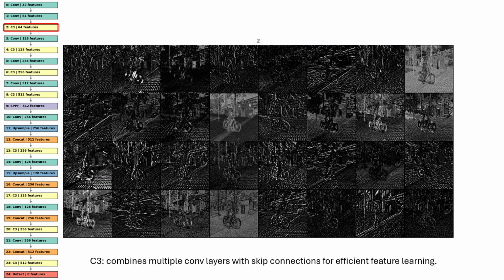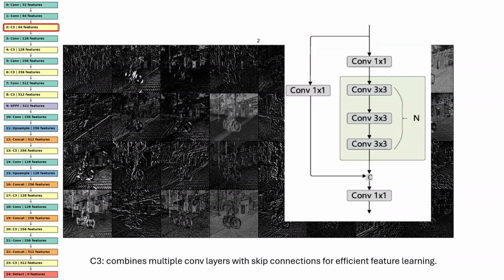And the C3 is actually combining multiple convolution filters. I'll show a small diagram like here. It's combining multiple convolution filters, and it's also throwing away some information with skip connections. No, that's not true. It also is inputting some information from a previous step. Okay.